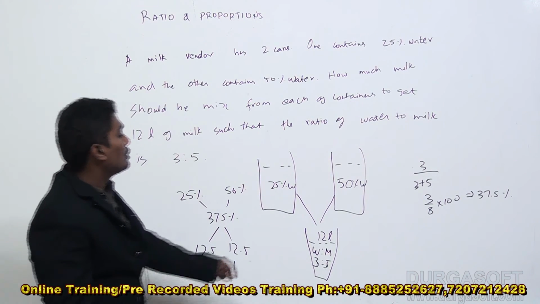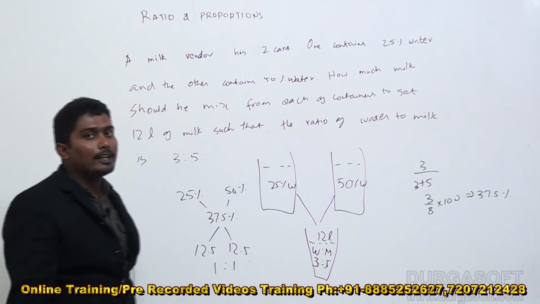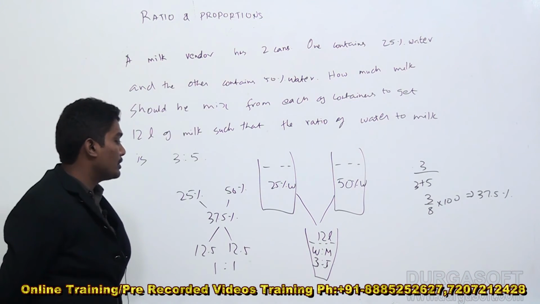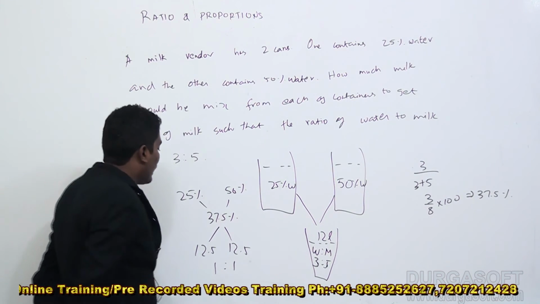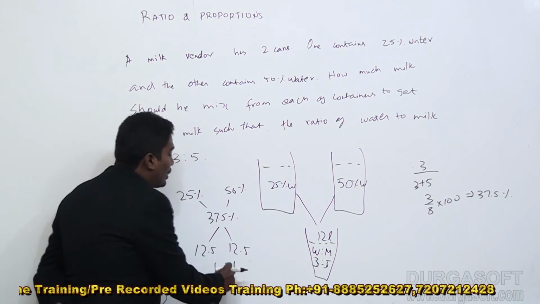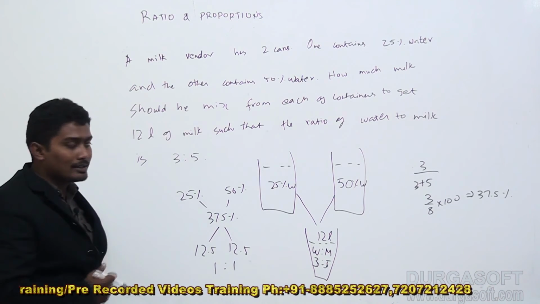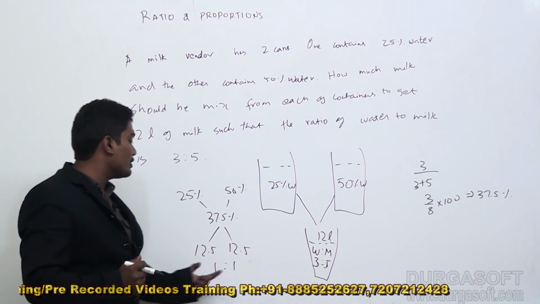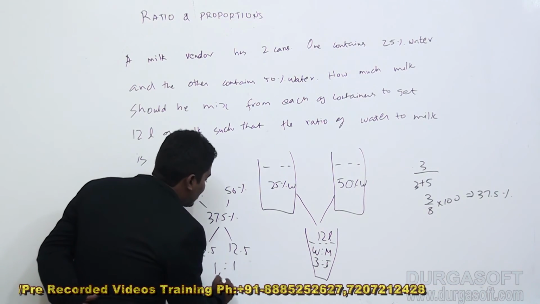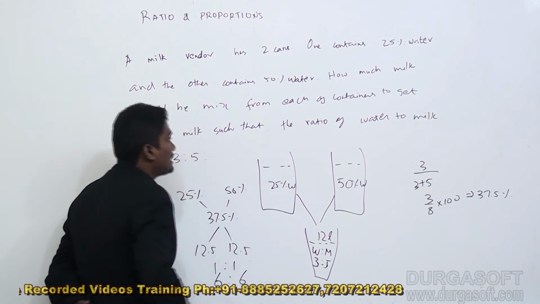However, they say that finally I will need 12 liters of the solution. If I need 12 liters of the solution, I have to add equal quantity of milk from both the cans, which means I will have to add 6 liters from the first can and 6 liters from the second can.